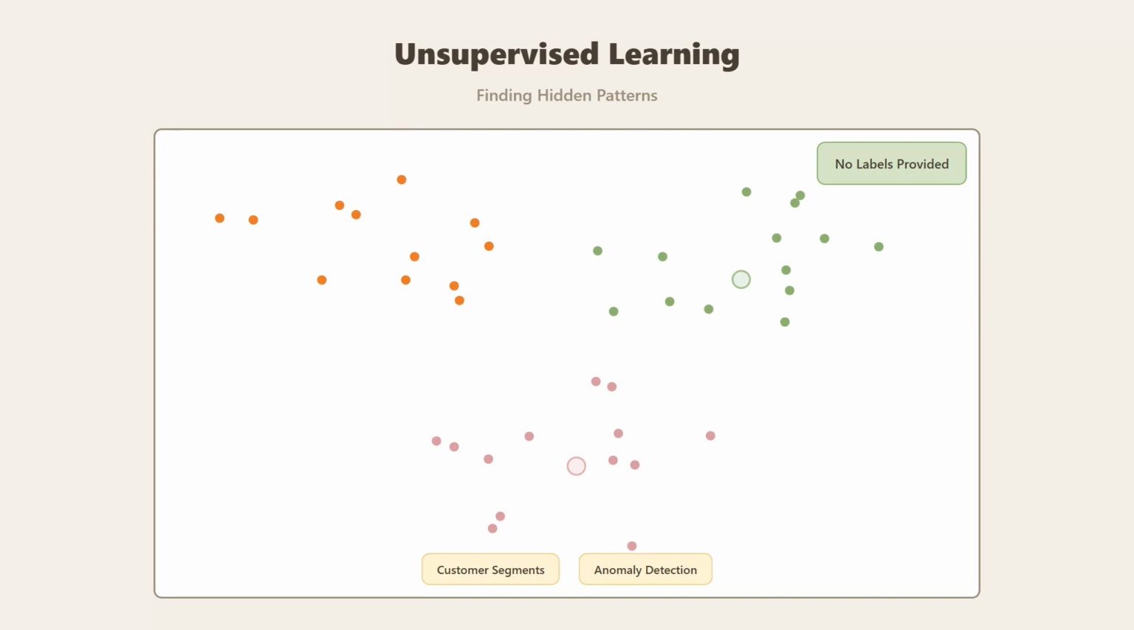Unsupervised learning is incredibly valuable for exploratory data analysis, anomaly detection in cybersecurity, customer segmentation in marketing, and discovering hidden patterns in scientific data. It's especially useful when labeling data would be too expensive, time-consuming, or simply impossible.